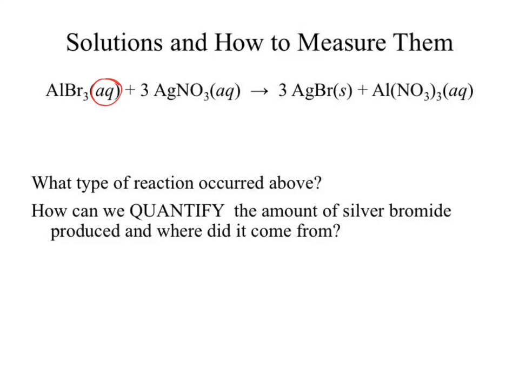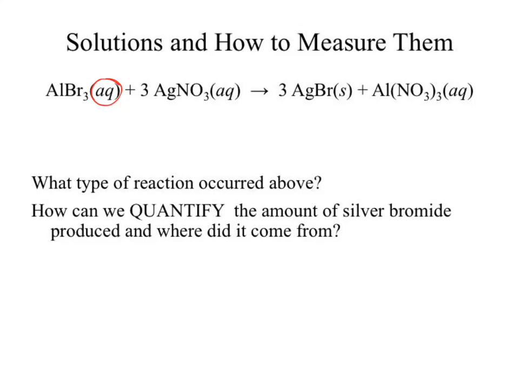But water is not necessary to make silver bromide or to make the aluminum nitrate. Right? So water, while being part of our reaction mixture, doesn't actually do anything to make that chemistry occur, at least at a first approximation. Okay? Why does that become important? Well, that comes back to that last question there. How do we quantify the amount of silver bromide that we make in this reaction?